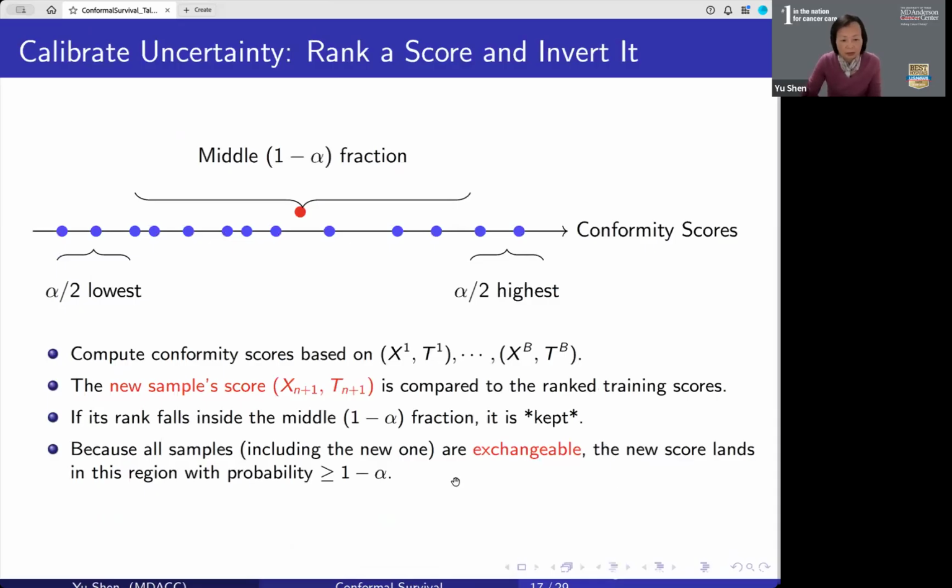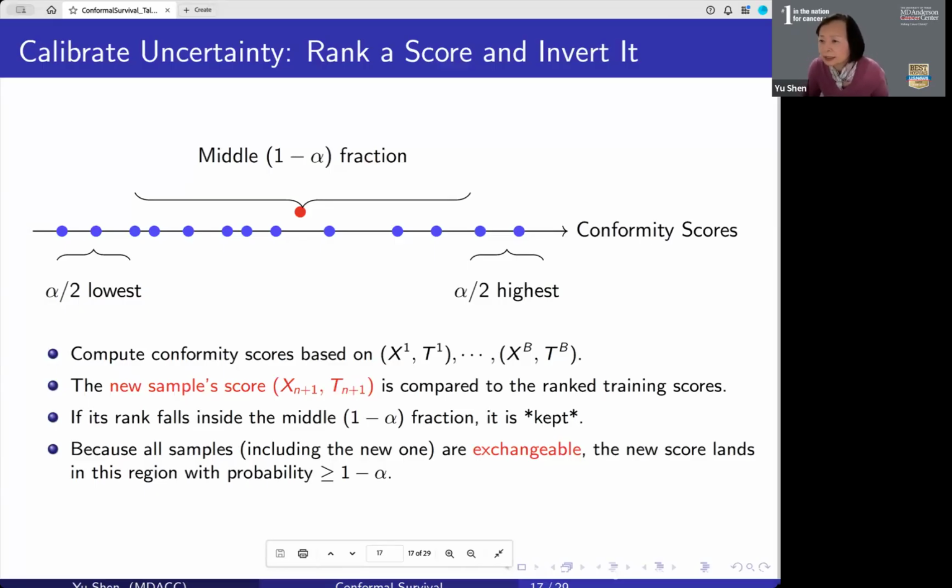So indeed, we assume all those training points as well as this test point are exchangeable. So then it's reasonable to assume that the new score lands in this range with probability 1 minus alpha.